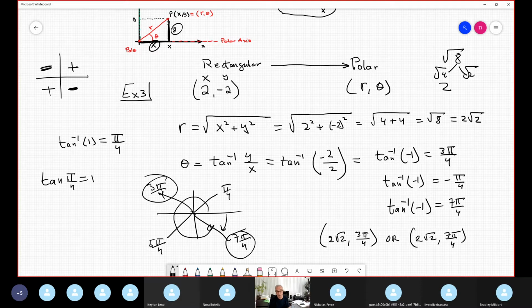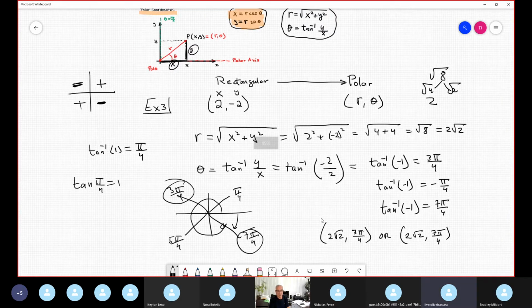Remember, we have 4 combinations, no? Using positive radius and positive angle, or negative radius and negative angle. But no, I prefer positive. Well, it's up to you, no? I prefer positive. Do you follow me? This example 3? Yes. Okay. But Professor, if we put one of those solutions, it's correct. It's correct. It's equivalent. 100%.